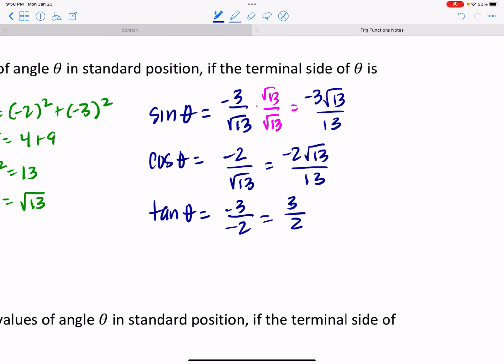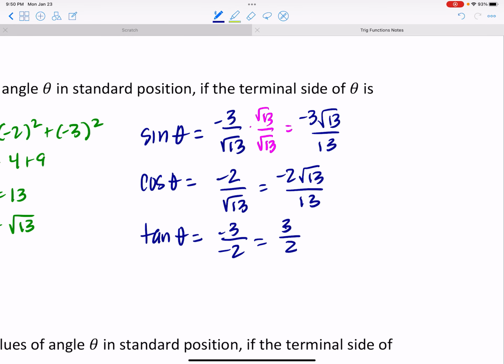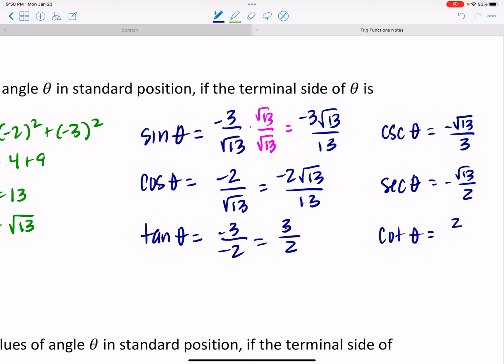And then we're going to take the reciprocals. So reciprocal of sine is cosecant. We're going to flip over this version, so we get negative radical 13 over 3. Reciprocal for cosine is going to be secant. Again, I'm going to flip this version, so we get a negative radical 13 over 2. And the reciprocal for tangent is going to be cotangent. It doesn't matter which one we flip. So we're going to end up with a positive 2/3.